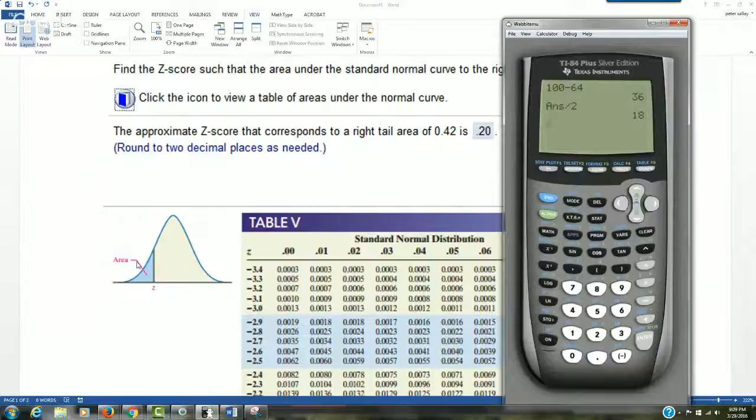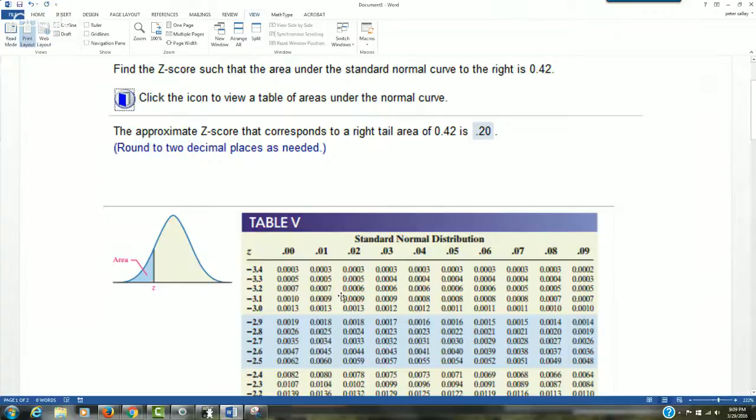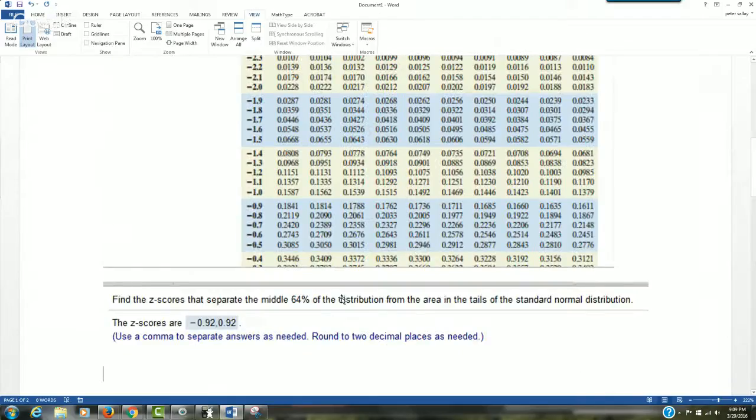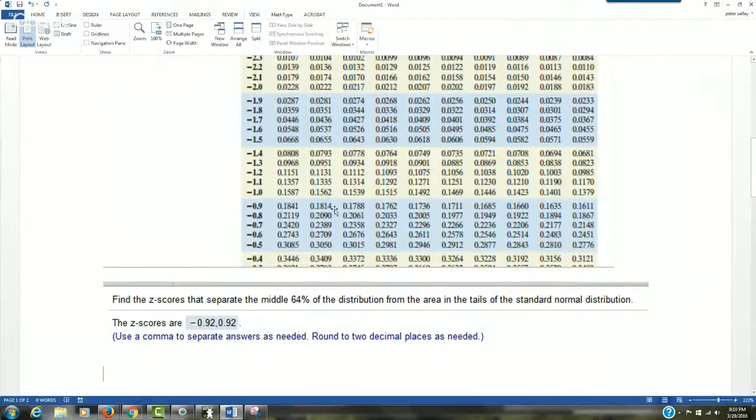So one way I could do it, since I've got the chart in front of me, I don't know if I've got, let me look here. Oh, I do. Oh, that's nice. So if I look at the chart, since I'm looking for 0.18, the area to the left, I just look for the number that's closest to it, and it looks like it's about negative 0.9. Actually, as we go here, that's negative 0.9, negative 0.91, negative 0.92. So you can see that's one way to get the number.